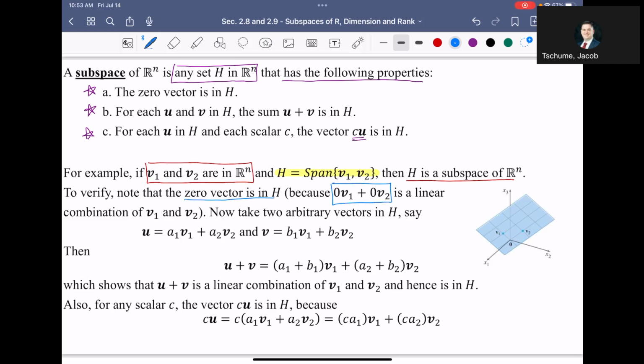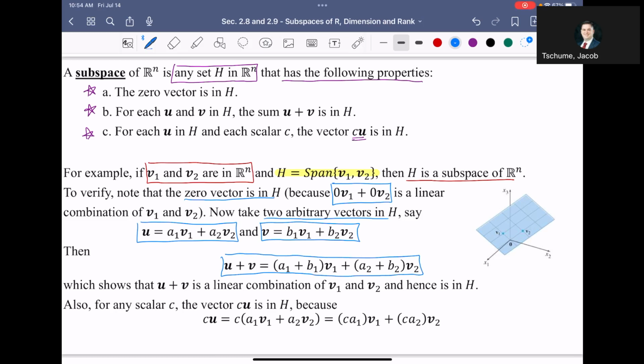Now moving to criteria B, how do I show that the sum of the two vectors is in the span as well, or in this set? If I take two arbitrary vectors in H, let's let vector u be a1 v1 plus a2 v2, and let's let v be b1 v1 plus b2 v2. So two different linear combinations. Remember, both of these u and v have to be in the span of v1 and v2. I didn't show every step in my notes, but we can visually see this.